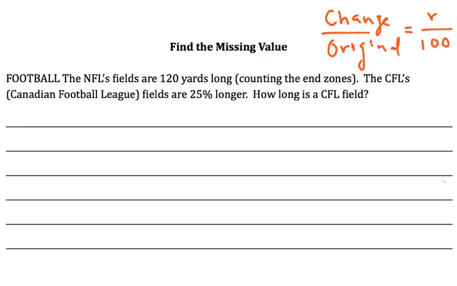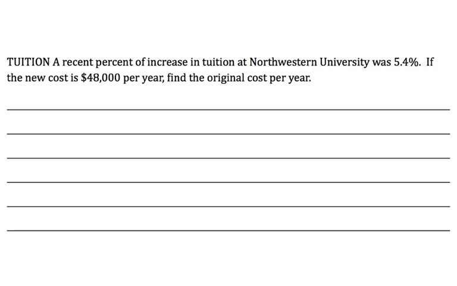So I've cleared everything out because I will maybe look back to this to explain how we do the next problem. Tuition. A recent percent of increase in tuition at Northwestern University was 4.5%. So here's 4.5. I know it's an increase. And I just realized I wrote 4.5. Make sure that you don't go quick like I did, and we put 5.4 instead. My mistake. So here's 5.4, and that's going to be out of 100.